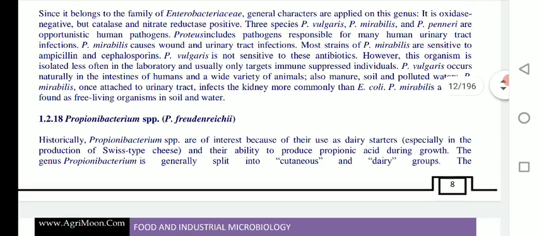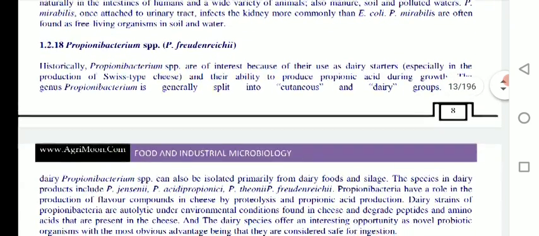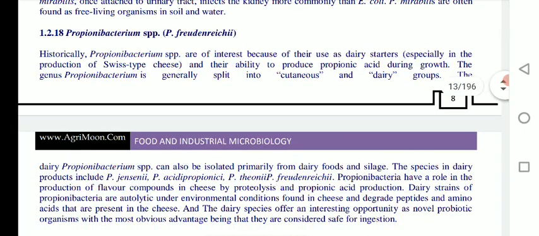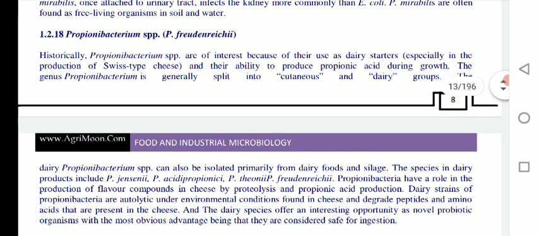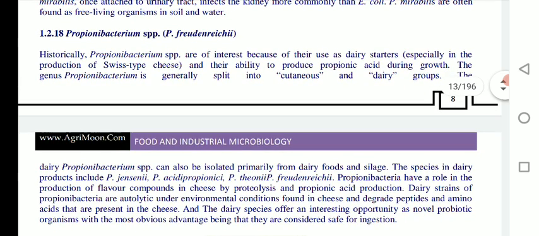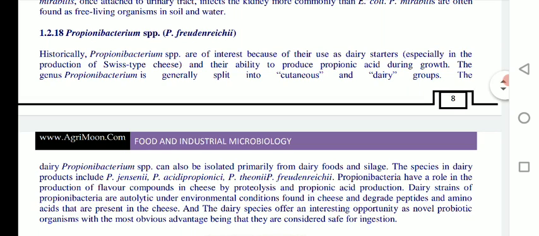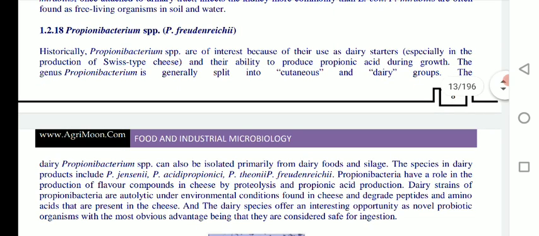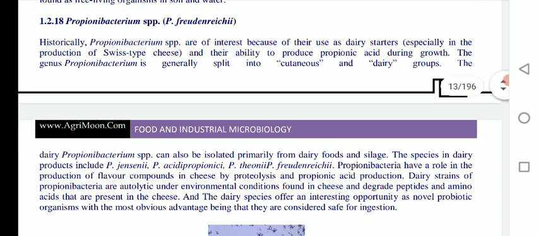Then next, Propionibacterium species, and in that, the organism mostly responsible for causing infection in food is Propionibacterium freudenreichii. Historically, Propionibacterium species are of interest because of their use as dairy starters, especially in production of Swiss type cheese, and their ability to produce propionic acid during their growth. So the special thing regarding this bacterium is its ability to produce propionic acid during growth.